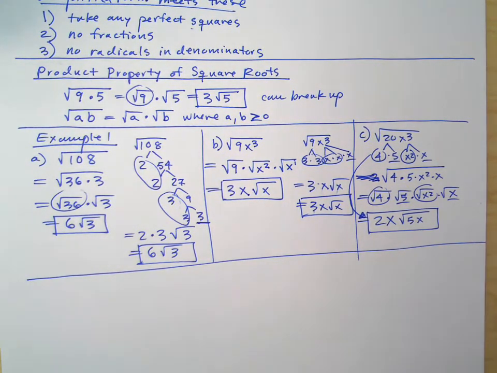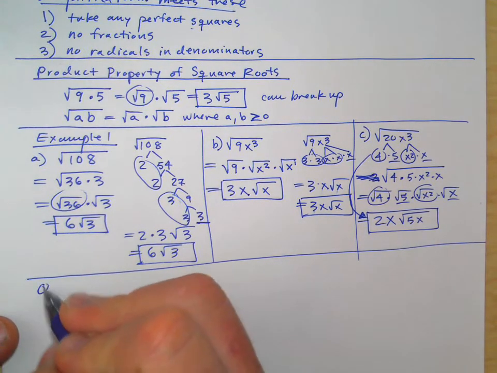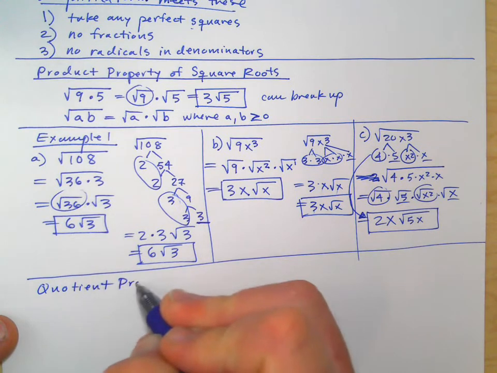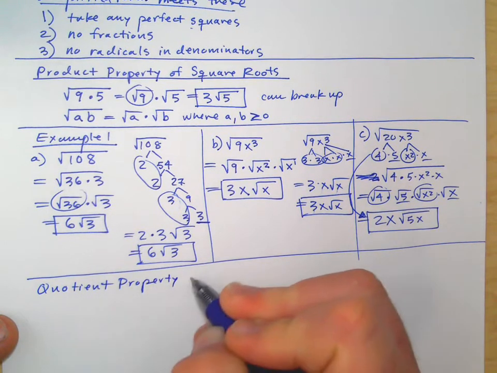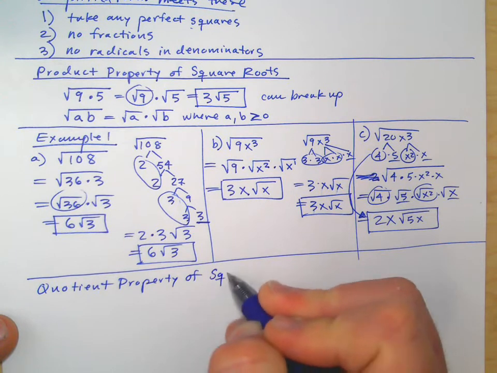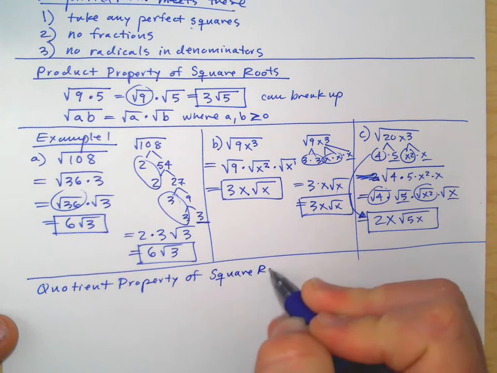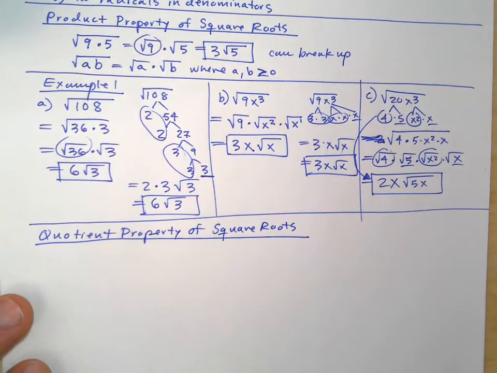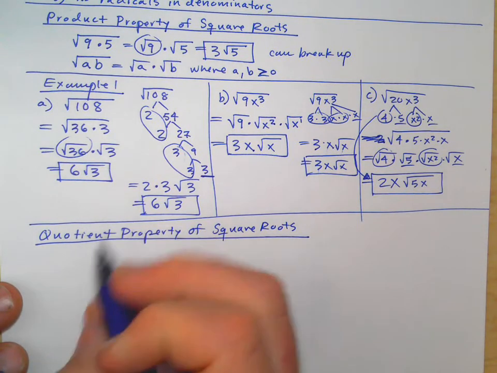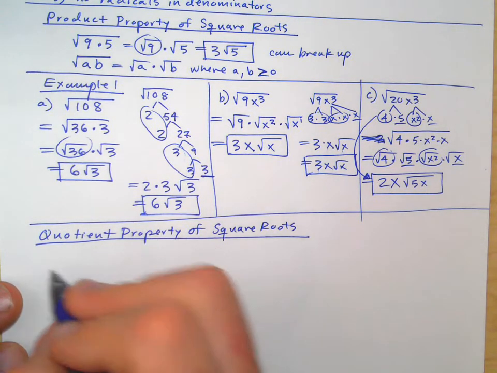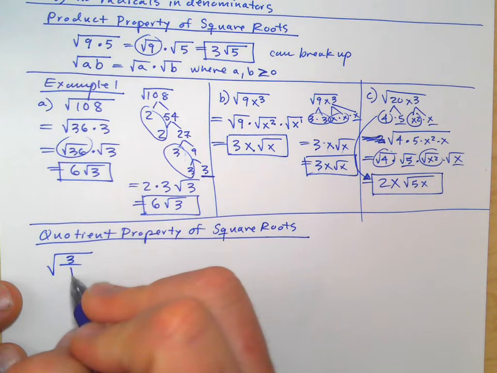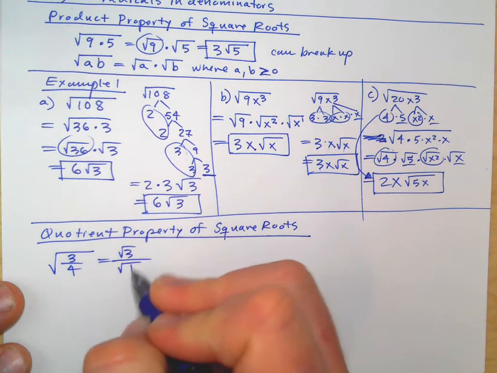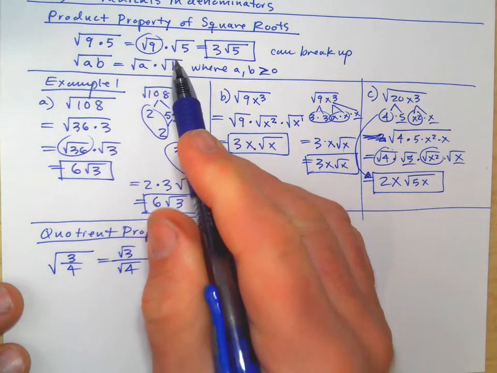The next property is called the quotient property of square roots. Now, by the way, these properties work for any kind of roots, cube roots, whatever. Quotient's a fancy word for division, fraction. So if you have the square root of a fraction like square root of 3/4, you can break it up into the square root of 3 over the square root of 4.